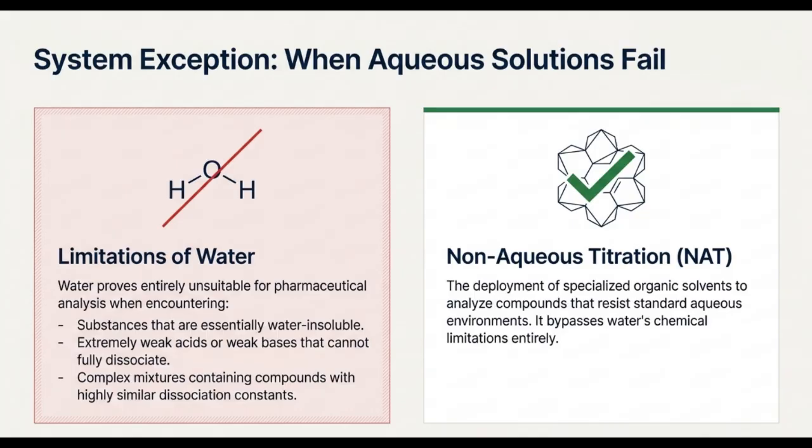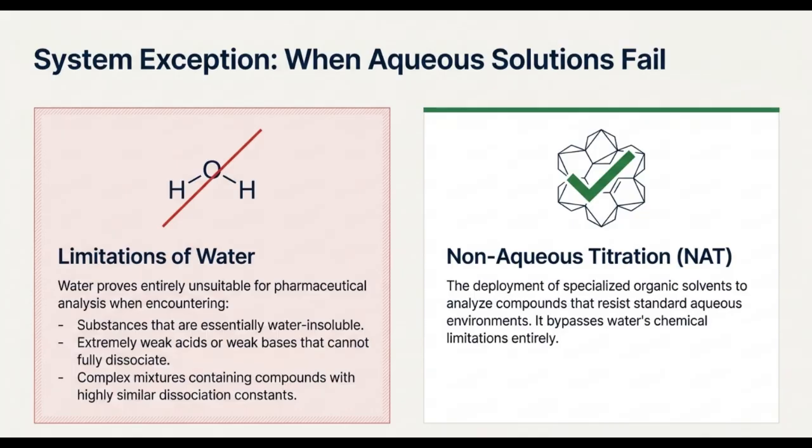Sometimes water proves entirely unsuitable for pharmaceutical analysis, and we must recognize this limitation. Water fails when we encounter substances that are essentially water-insoluble, or extremely weak acids or weak bases that cannot fully dissociate in water, or complex mixtures containing compounds with highly similar dissociation constants. In these situations, we turn to non-aqueous titration, which deploys specialized organic solvents to analyze compounds that resist standard aqueous environments. This approach bypasses water's chemical limitations entirely and is essential for analyzing many raw drug substances, particularly weak amines and weak phenols.